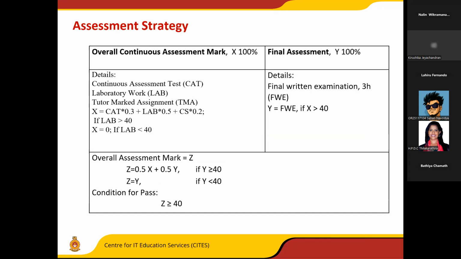In this one, you can notice that the eligible marks will be given with the formula of CAT, the continuous assessment test, into 0.3. So 30% of these CAT marks will be contributing for your eligibility marks, plus lab into 50 marks, plus your case study marks into 20%. So you can notice the 50% of these marks will be contributed by the lab.